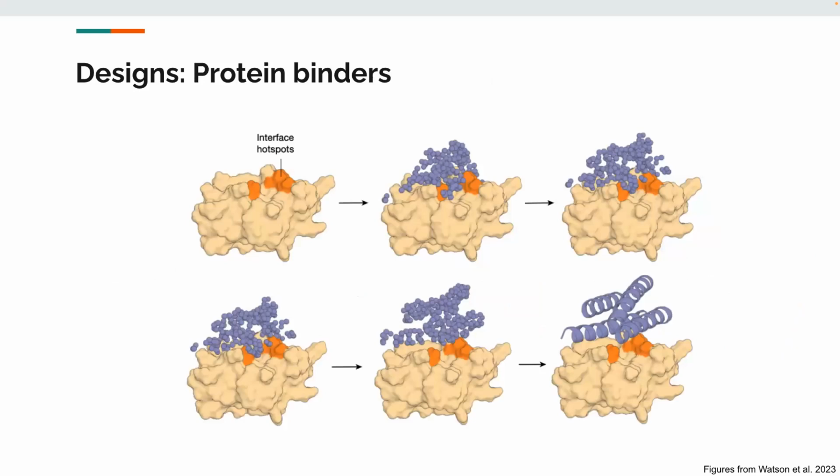But one more immediately practical application, I would say, is the design of protein binders. I'm not on that slide. Why is it not over? There we go.